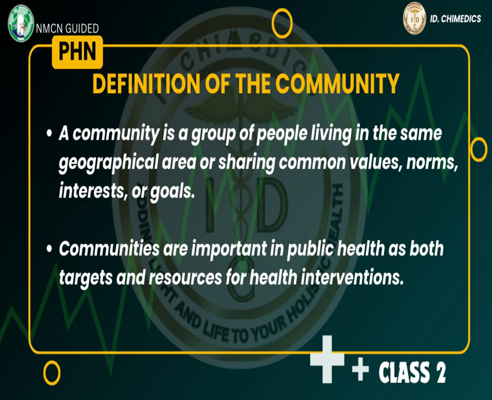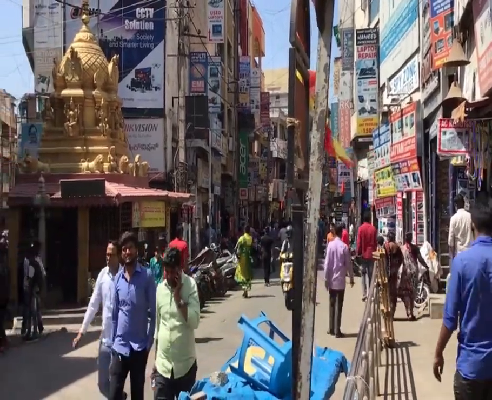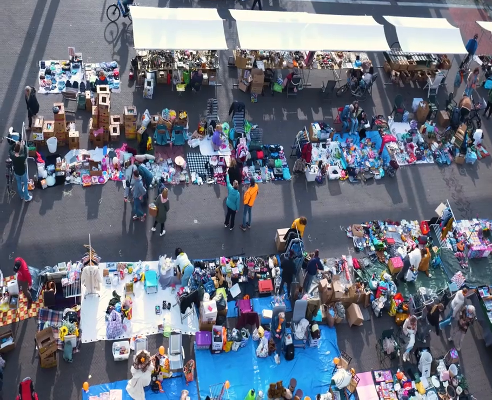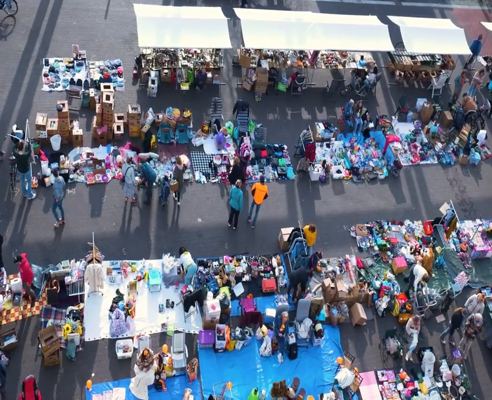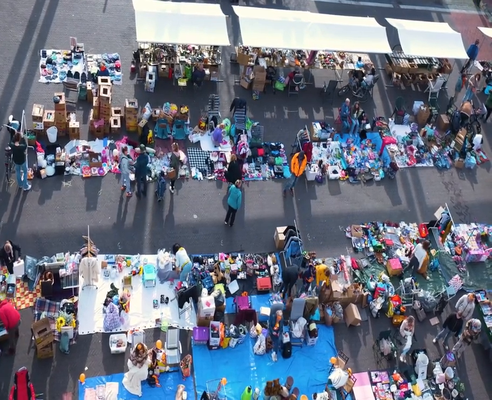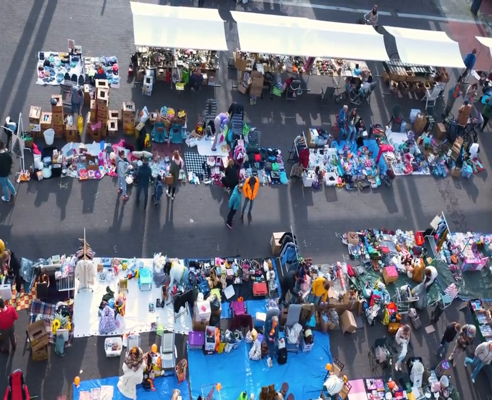Let's have it. So I will be starting briefly with what a community is. A community refers to a group of people that live in the same geographical area. These people share common interests, common values, norms, and goals. They interact with each other, and this takes place in a social structure.